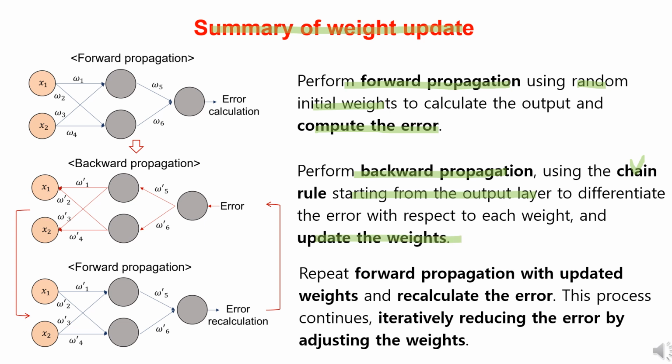Then we use the updated weights to perform another forward propagation and recalculate the error. This process is repeated, adjusting the weights in the direction that reduces the error. In the next video, we will go through the process of updating the weights through backpropagation, using an example to calculate it.